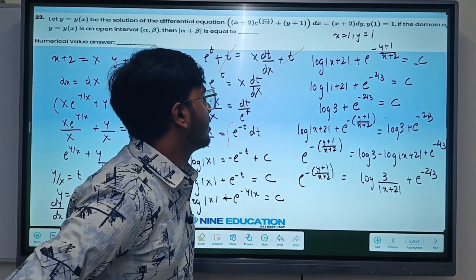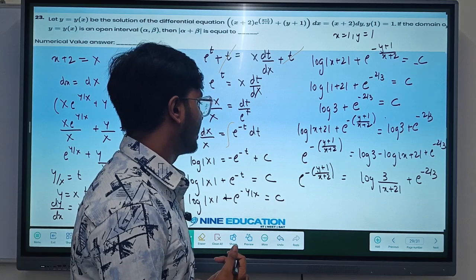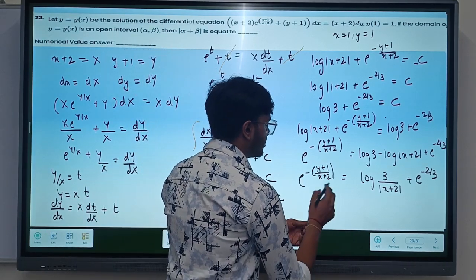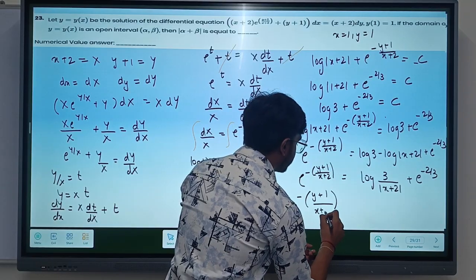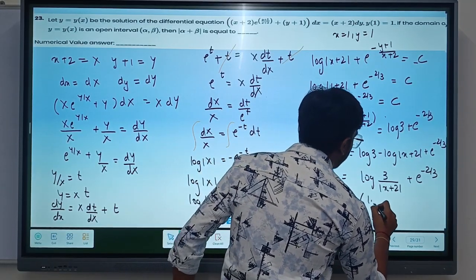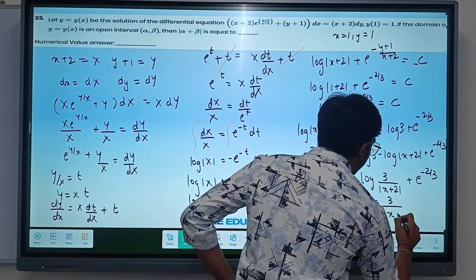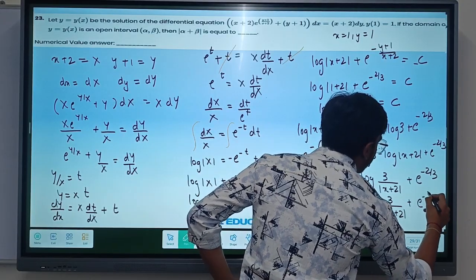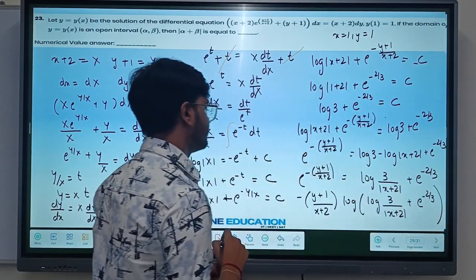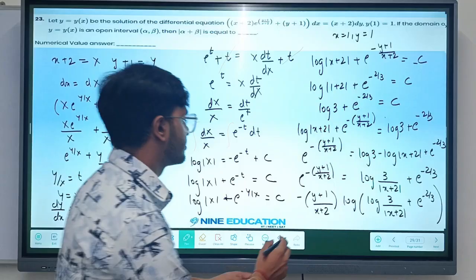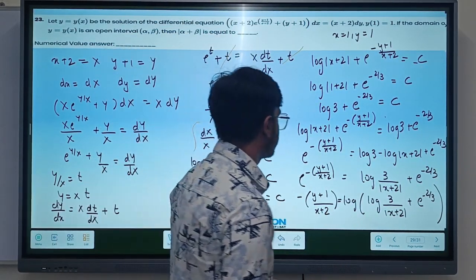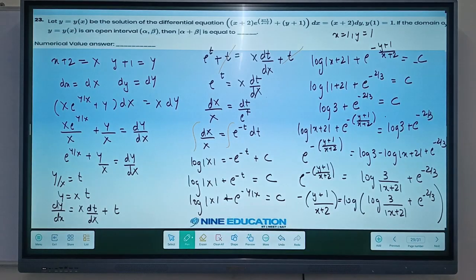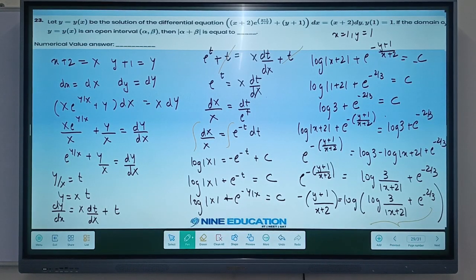Now if I'm asked the domain of this, again if I take log both sides, what will I get? Minus y plus 1 divided by x plus 2 is equal to log of log 3 by mod of x plus 2 plus e power minus 2 by 3. If I take log both sides, what I am asked is domain. So in the domain, of course x plus 2 shouldn't be 0, so x shouldn't be equal to minus 2, and whatever is there inside the log should be positive.